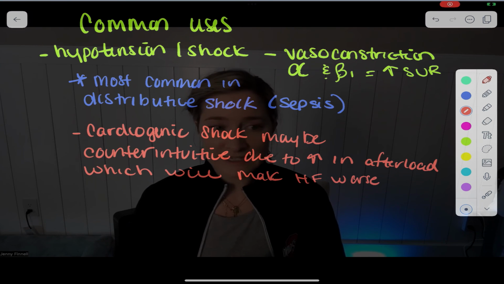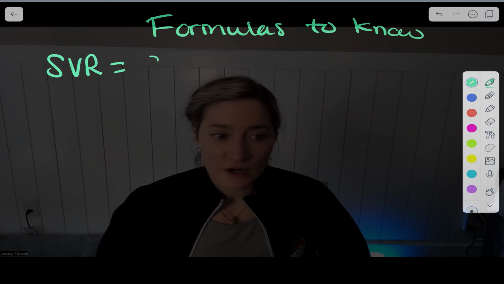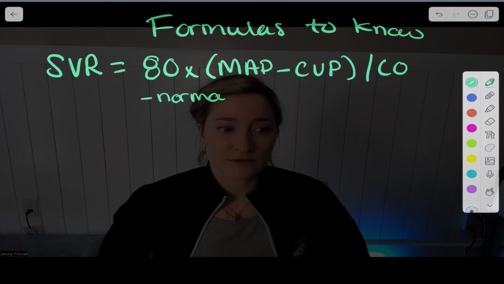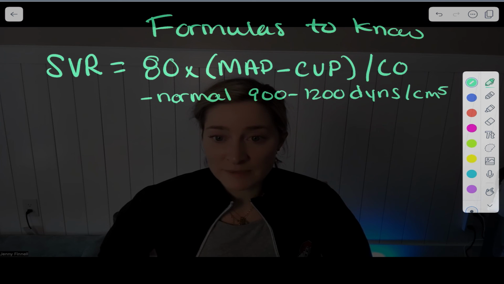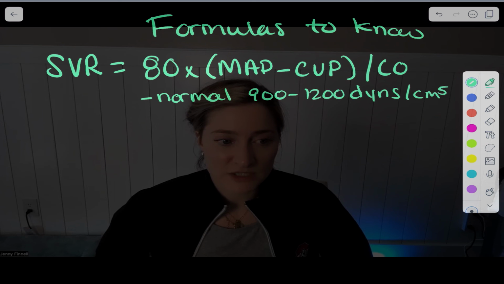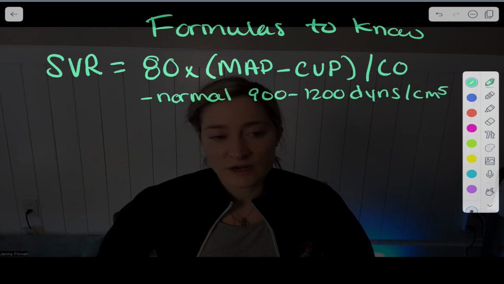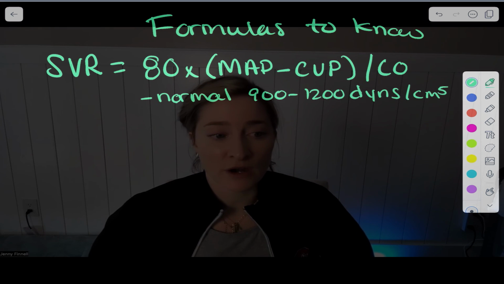Last, we're going to get into some formulas I feel like you guys should know. Your SVR, which is 80 times MAP minus CVP, divided by cardiac output. And again, your systemic vascular resistance, normal levels are 900 to 1200 dynes per second. Okay, so that's peripheral vascular resistance and SVR.